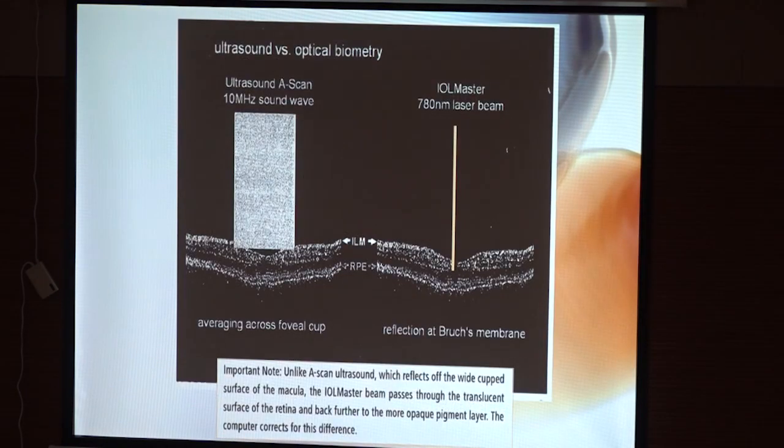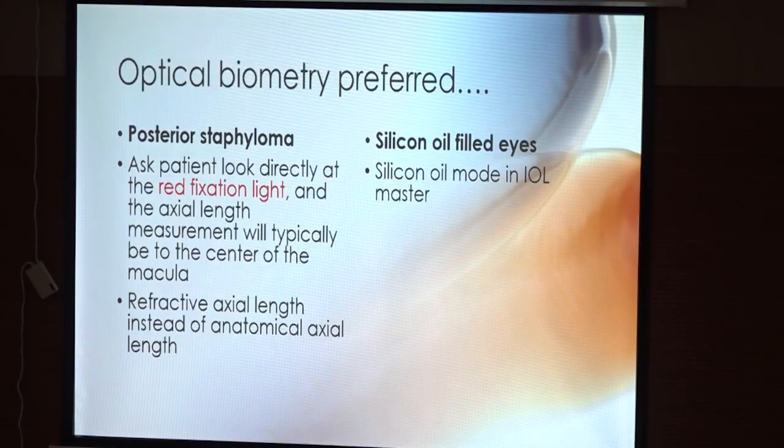So in ultrasound versus optical biometry, ultrasound measures the axial length till the internal limiting membrane, whereas the IOL Master measures the axial length till the retinal pigment epithelium. So it measures the axial length more accurately, and that is incorporated in the A constants. So you will see that the A constant in the IOL Master will be different from the A constant on the box of the IOL. That difference is due to the difference in the measurement of the thickness of the retina, that is between the ILM and the RPE, that is around 200 microns.